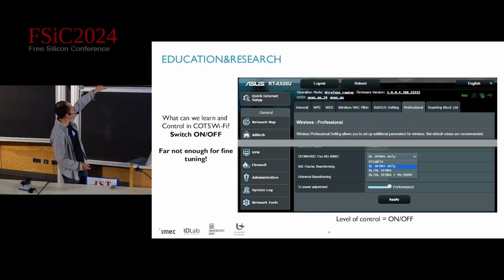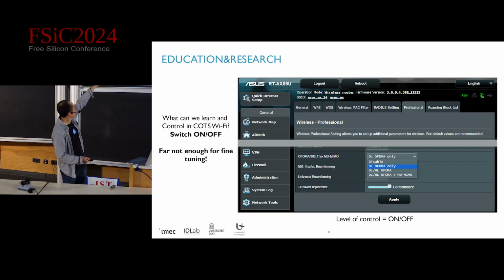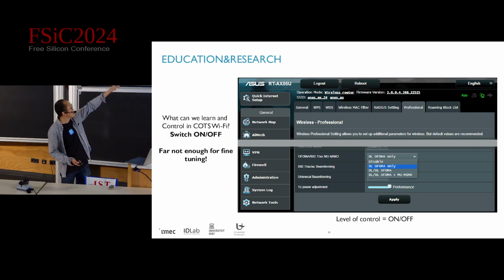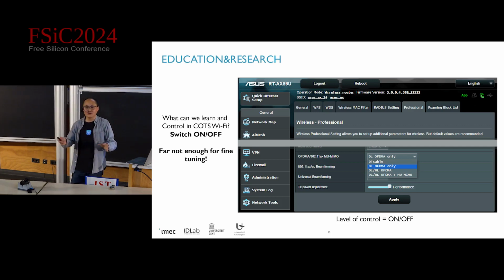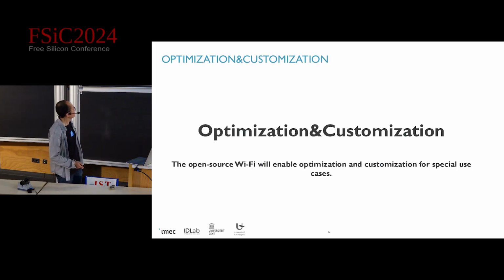This is what is available on the Wi-Fi. This is a Wi-Fi 7 or Wi-Fi 6 router. Okay, what can you do with a commercial Wi-Fi device? You can just switch some features on or off. That's it. And they also tell you these are professional settings, don't touch them if you don't know what they are. Or you can do reverse engineering. So I believe an open source Wi-Fi chip will enable the optimization and customization for many special non-consumer use cases.